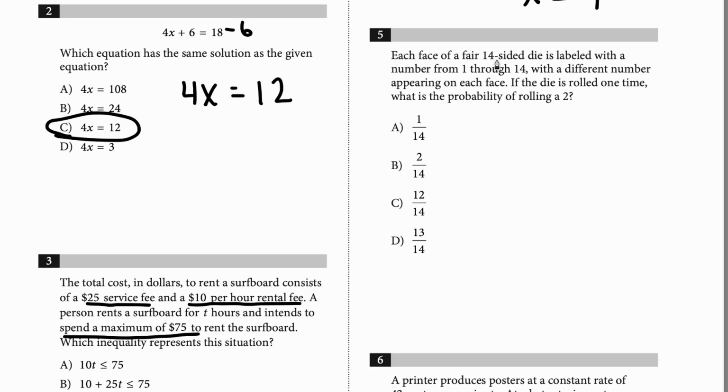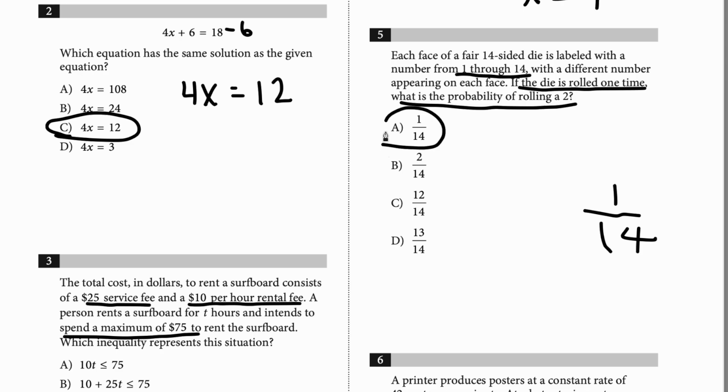Each face of a 14-sided die is labeled with a number from 1 through 14, with a different number appearing on each face. If the die is rolled one time, what is the probability of rolling a 2? So there's 14 sides, so at the bottom, the denominator would be 14, which matches up with all the options. 2 only appears one time throughout the 14 sides, and the die is only rolled one time. So the probability of rolling a 2 is 1 out of 14, because there are 14 different numbers that you could possibly get. So it'd be A.